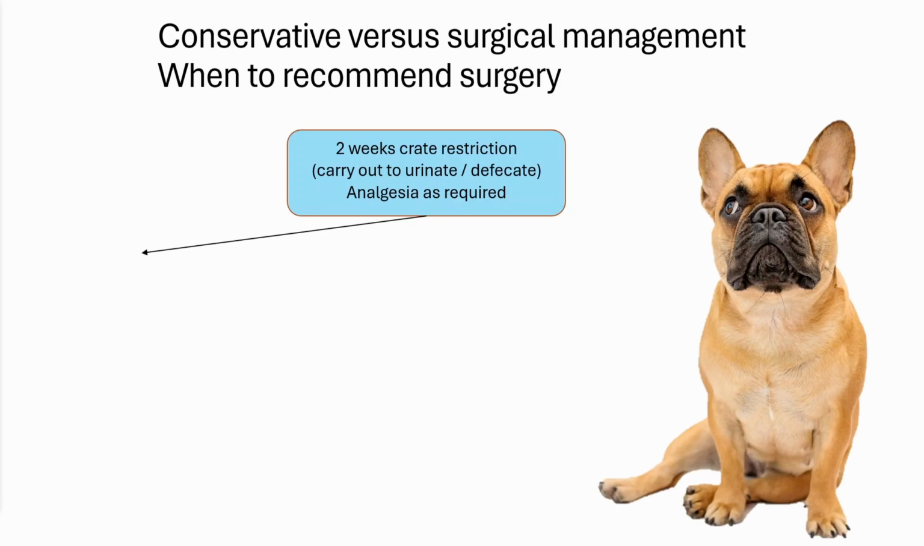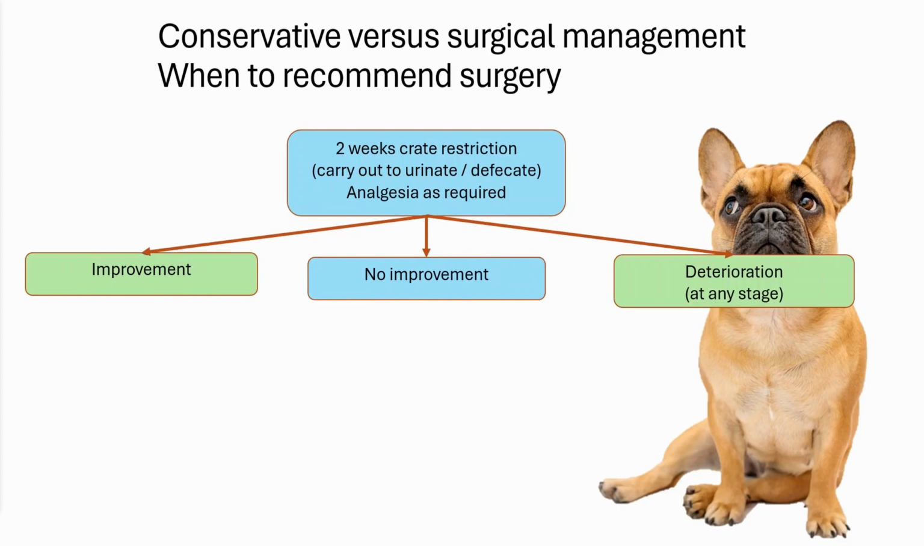And there are good resources that can tell you what sort of crate is required, including a rather good book written by a physiotherapist vet. So in this, there are really three ways it can go: improvement, no improvement, and deterioration.